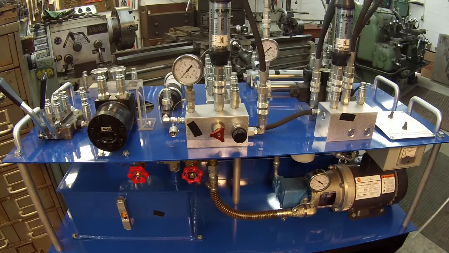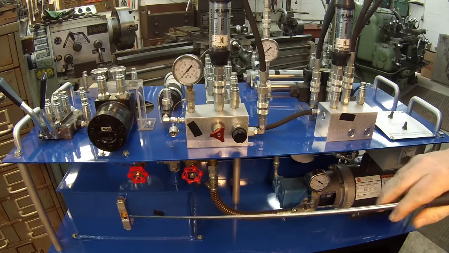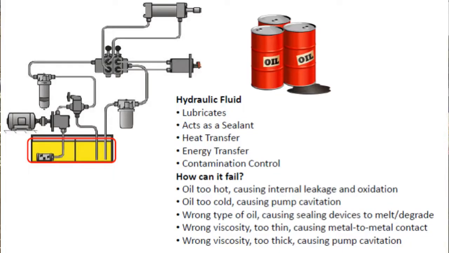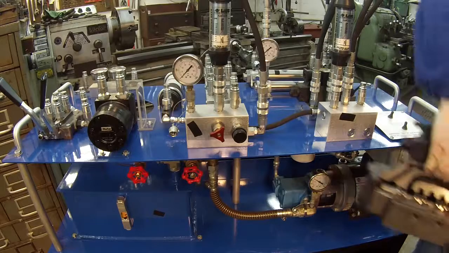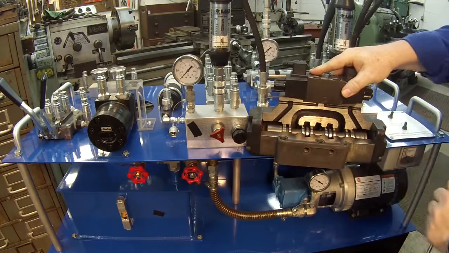Next thing we'll talk about is the hydraulic oil. Hydraulic oil is inside the tank, obviously. Hydraulic oil does lots of things. It lubricates your internal components. It acts as a sealant. And a lot of people don't realize that oil actually seals these different components right here.